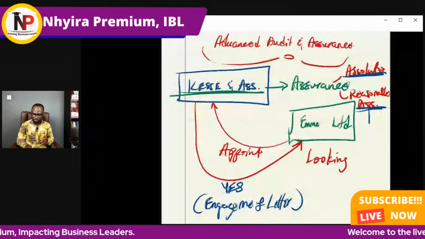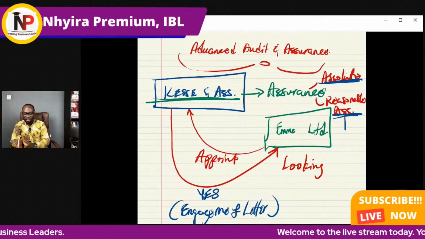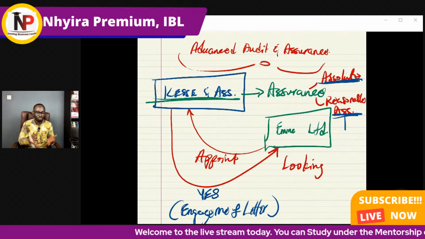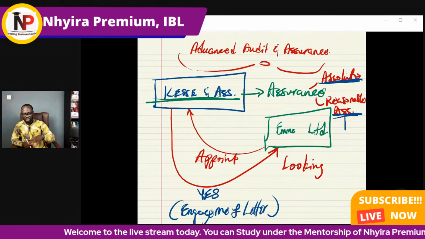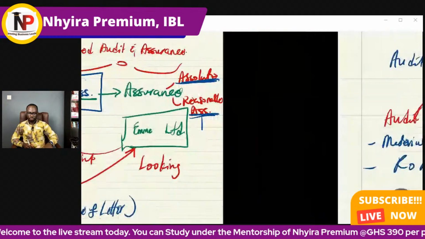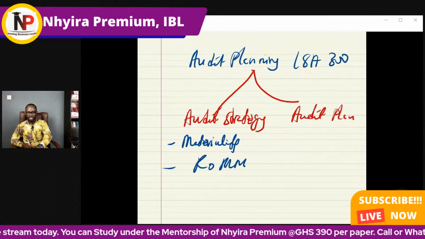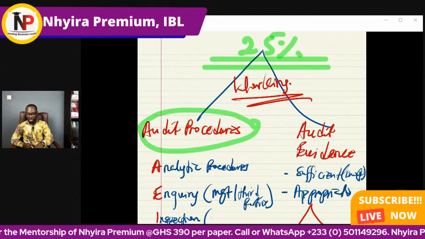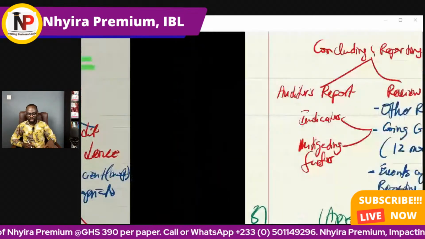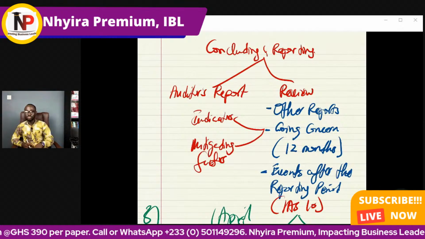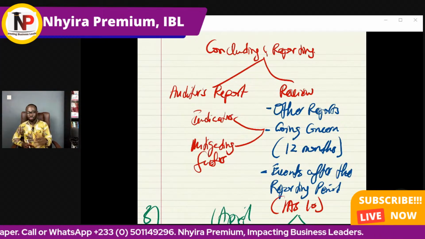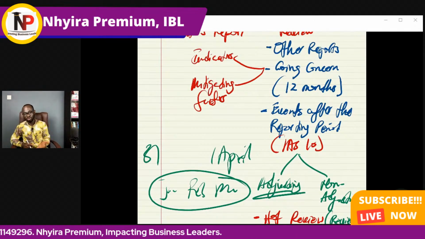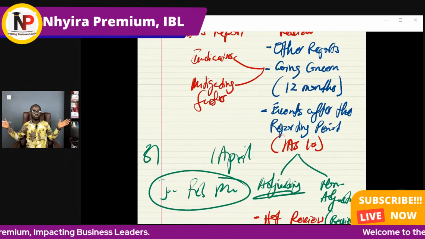Now, look at it. AMA Limited wants an auditor. They engaged Kessie and Associates. Kessie and Associates accepted the audit. Guess what? Kessie and Associates planned the audit very well. Kessie and Associates undertook a quality audit. They gathered audit evidence. Then Kessie and Associates issued an auditor's report after carrying out the various reviews that they must do. So that is just basically it.